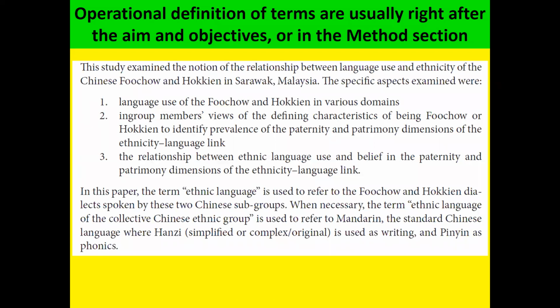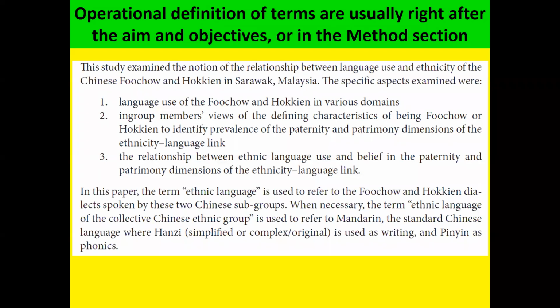Very first 2 lines are the aims of the study, which is to examine the relationship between language use and ethnicity of Chinese, Fuzhou, and Hokkien in Sarawak, Malaysia. Specifics examined were 1, 2, 3. These are the 3 objectives. And right after that, you see this statement.